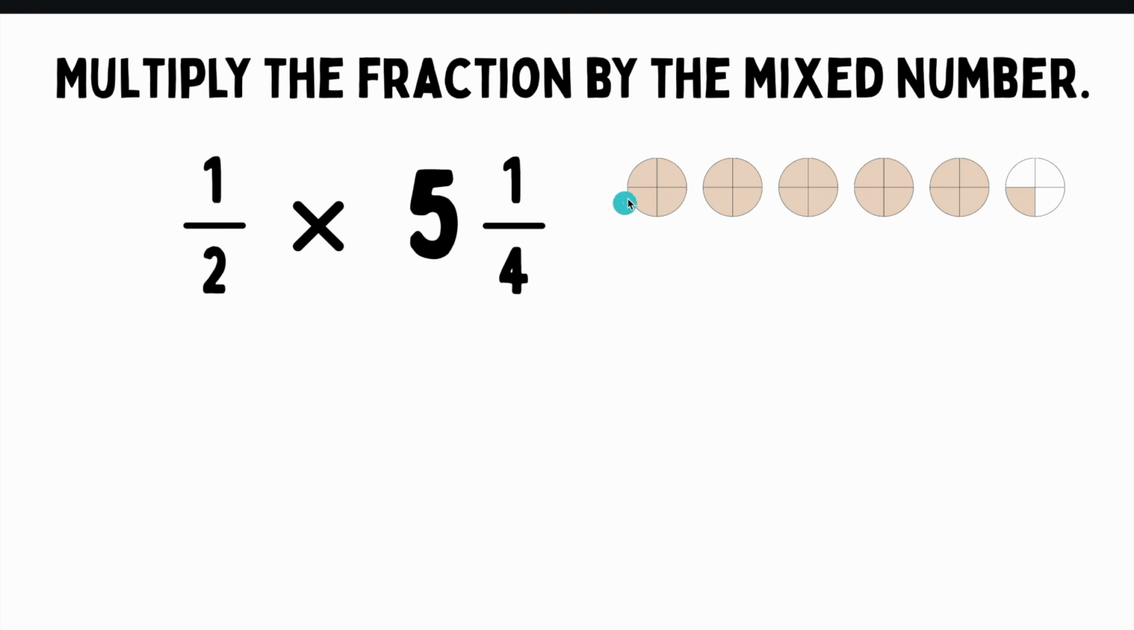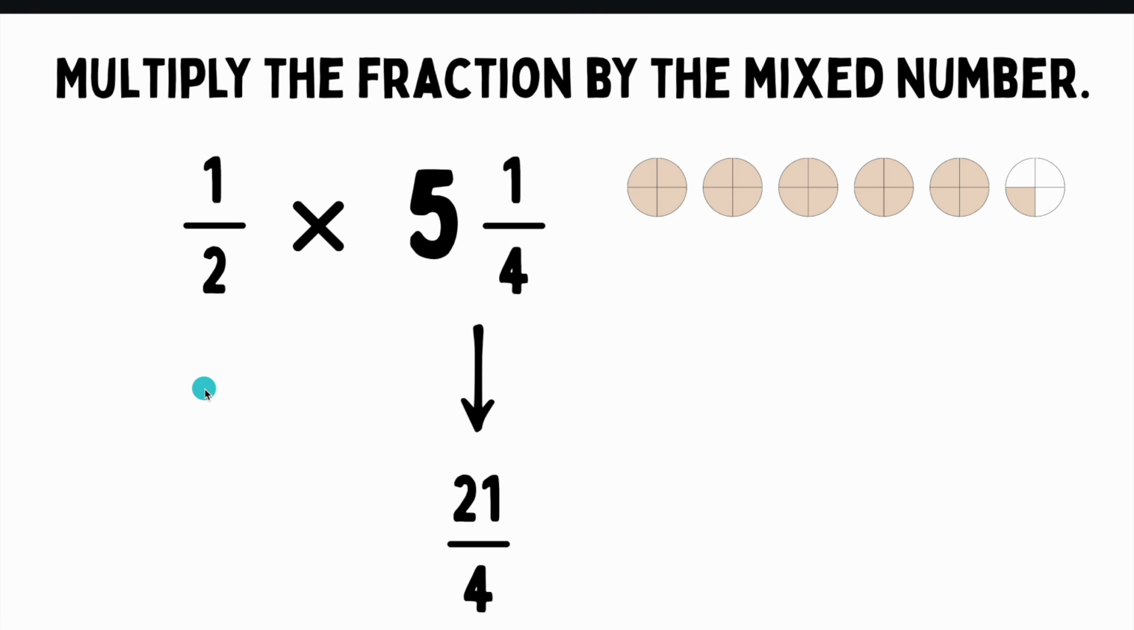Now let's count these fourths so we can make it a fraction greater than 1, or an improper fraction. We have 1/4, 2/4, 3/4, 4/4, 5/4, 6/4, 7/4, 8/4, 9/4, 10/4, 11/4, 12/4, 13/4, 14/4, 15/4, 16/4, 17/4, 18/4, 19/4, 20/4, 21/4.